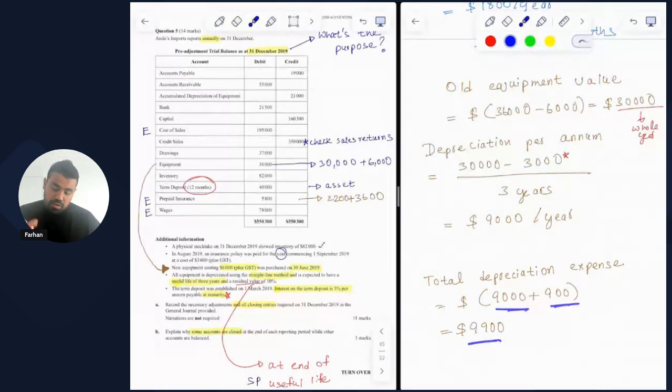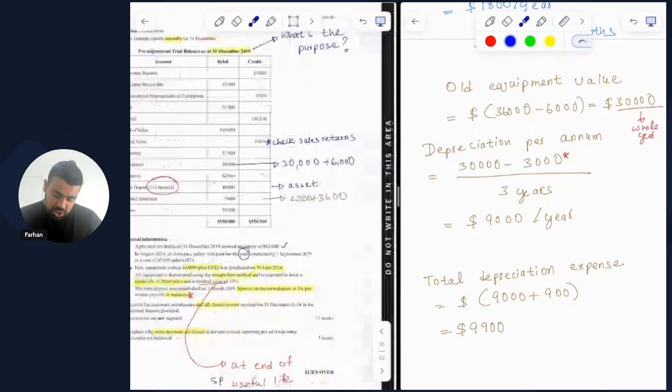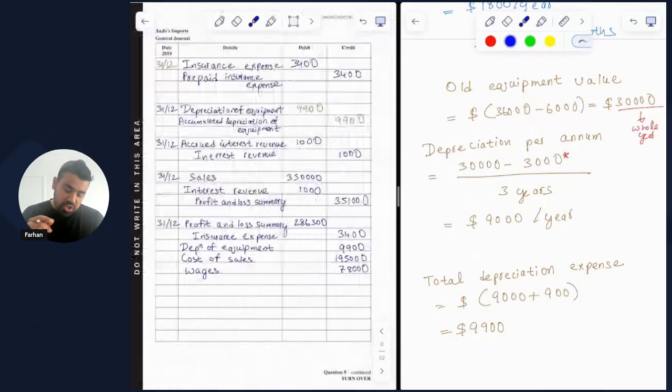Okay. So every time you have depreciation and you are to do an adjusting entry or record the depreciation expense, you have to debit the depreciation expense. You have to be specific, the depreciation of equipment, the asset class that we're talking about. So debit depreciation of equipment, 9,900, and credit accumulated depreciation of equipment by 9,900.